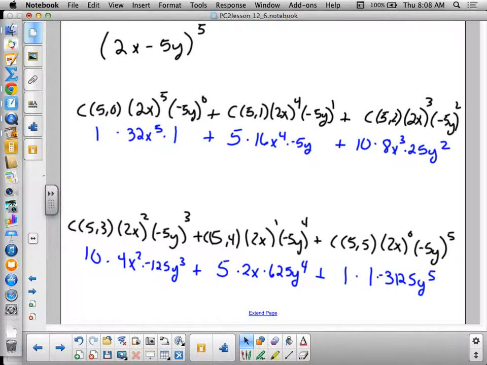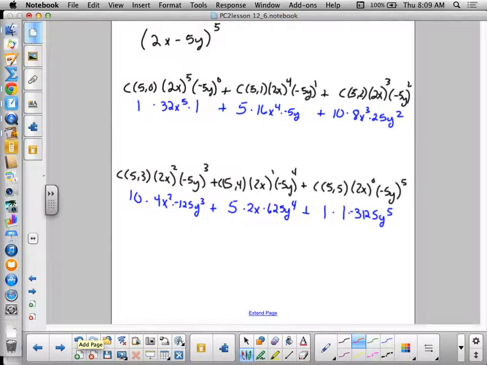Okay, so step 1 is writing it out. Step 2 is expanding the exponential portions of it and writing out the multiplication. Step 3 is finally putting it all together. This is just 32x to the fifth. Plus, well actually it's going to be minus because I get a negative multiplied in here. 5 times 5 times 16. So 25 times 16 is 400, so minus 400x to the fourth y.